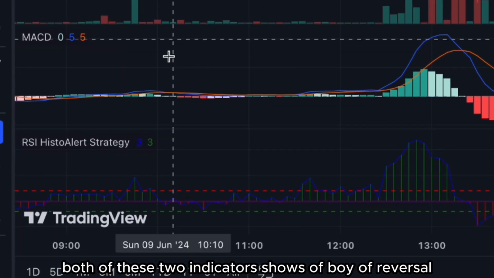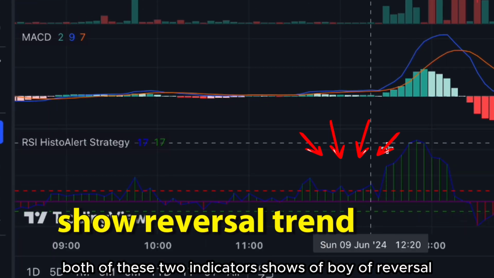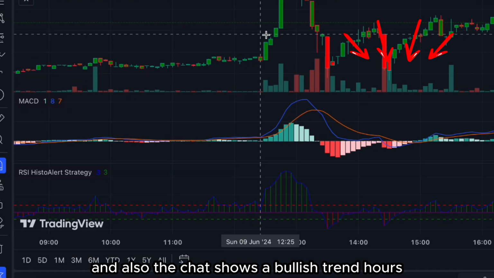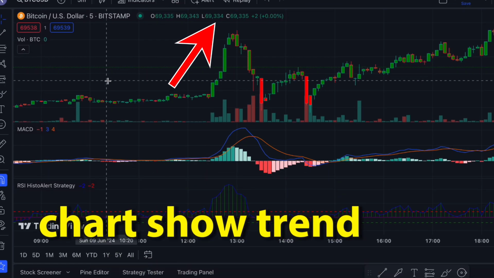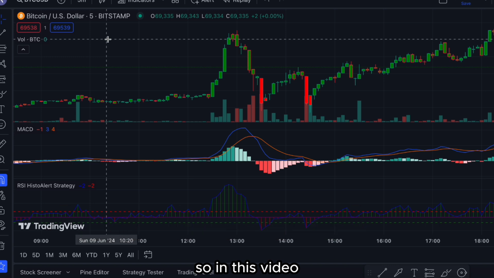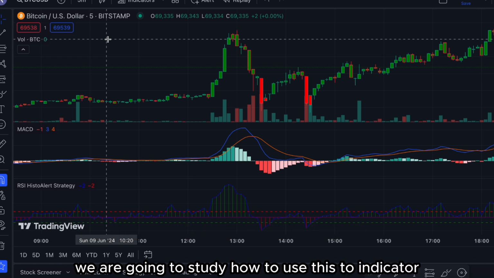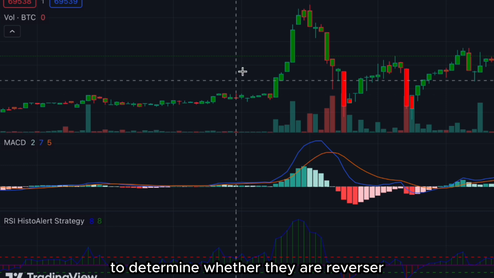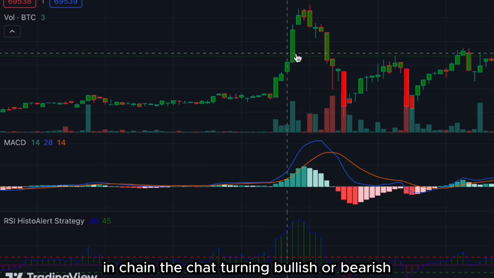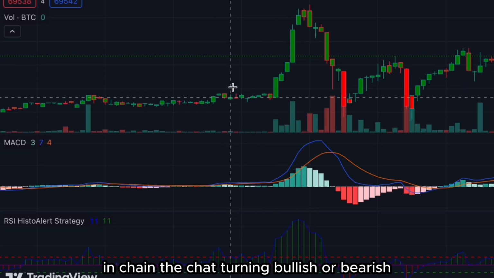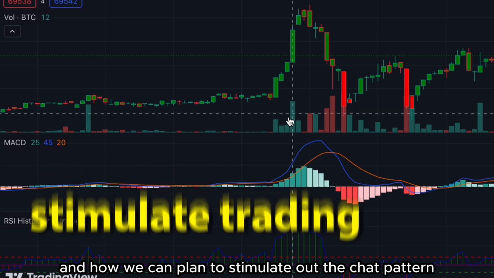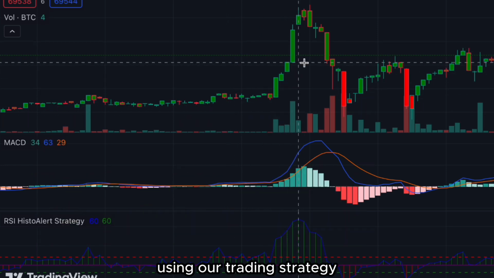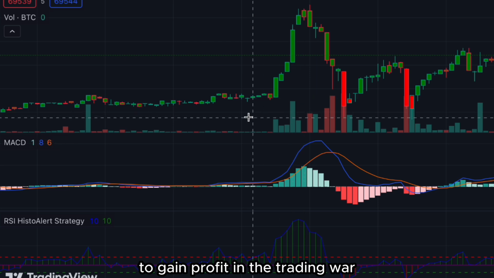Both of these two indicators show a point of reversal turning bullish, and the chart also shows a bullish trend upwards. So in this video, we are going to study how to use these two indicators to determine whether there is a reversal in trend, the chart turning bullish or even bearish, and how we can plan to simulate the chart pattern using our trading strategy to gain profit in the trading world.